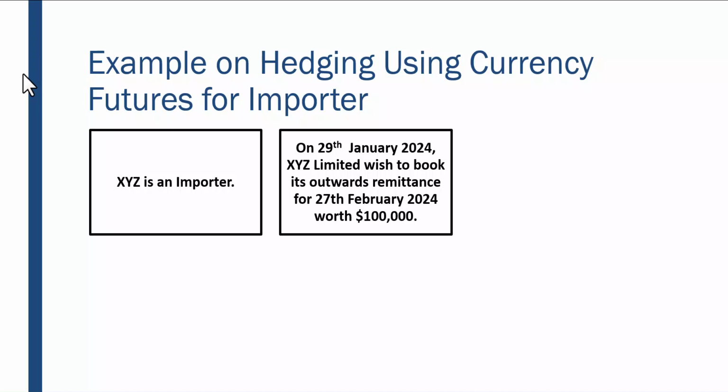Now there is an importer whose payment is going to fall due to a supplier on 27th February 2024. How much? 1 lakh dollars. So on 29th of January, he went to the market. Okay, fine. Today is the 2nd of February, so just a couple of days back, he went to the market.